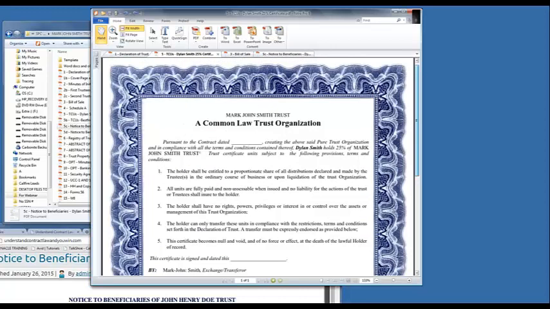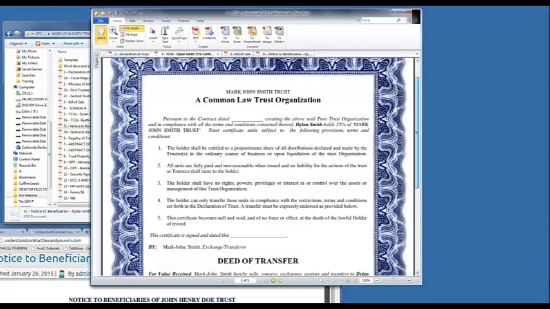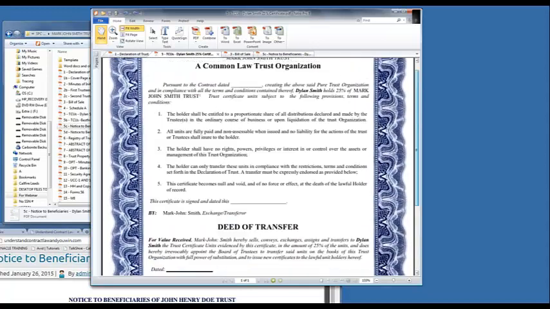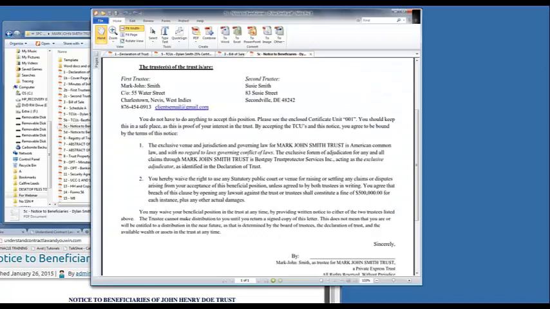I don't know if this one has a unique identifying number on it, so you may want to add that. I actually don't see one on here, so that is something that needs to be added. You should keep this certificate in a safe place, as this is proof of your interest in the trust. Again, if you're issued a certificate of title for your car, you're going to keep it in a safe place, are you not, to prove your equitable interest. By accepting the TCUs and this notice, you agree to be bound by the terms of this notice.